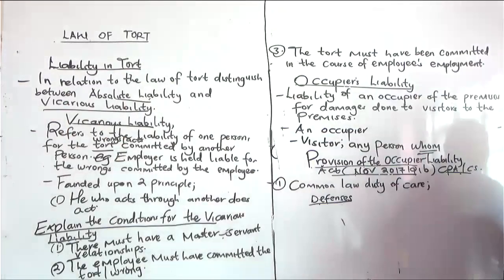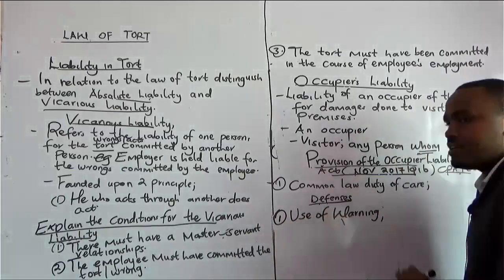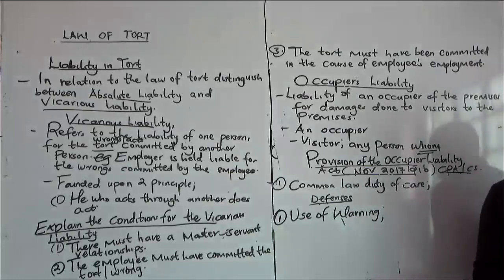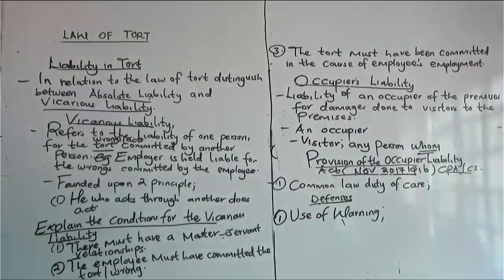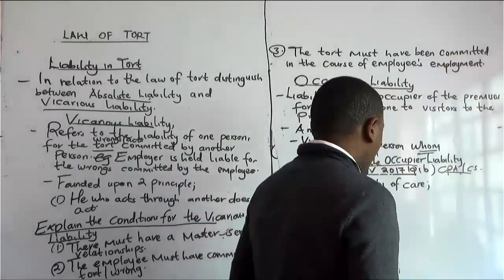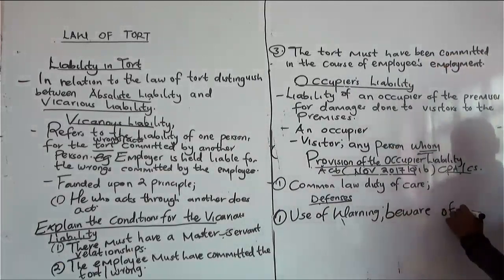So the first one, use of warnings. The occupier may be discharged from liability if he gave sufficient warning concerning a certain danger in the premise. For example, beware of a slippery floor.